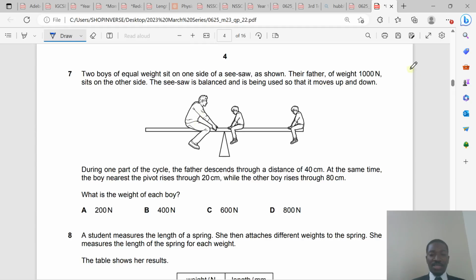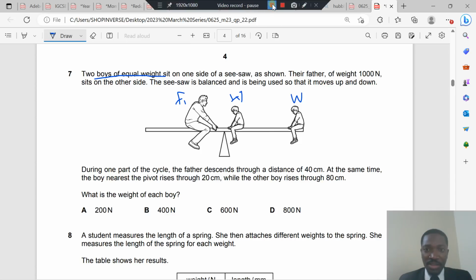Now, the father creates an anti-clockwise moment, okay, while the boys create a clockwise moment. We do not have the weight of the boys, but the question says 2 boys of equal weight. So let us assume the weights of the boys are W and W, while the weight of the man is F1. Now, the man sitting in this position is creating an anti-clockwise moment about this pivot, while those 2 boys are creating a clockwise moment about the pivot, right?